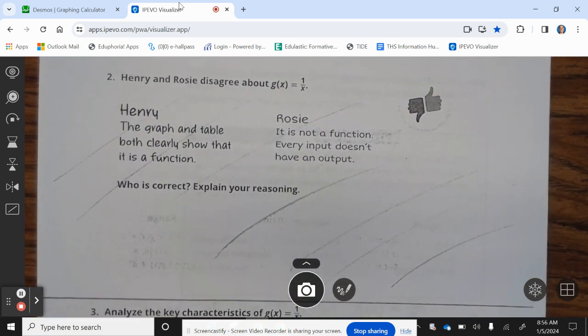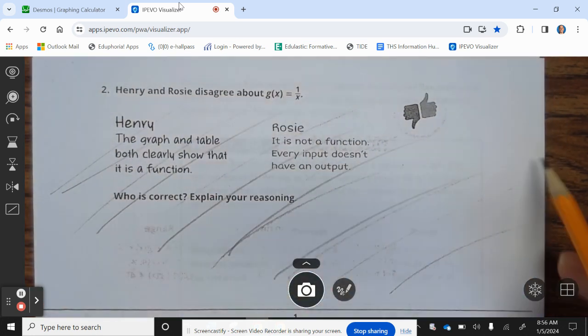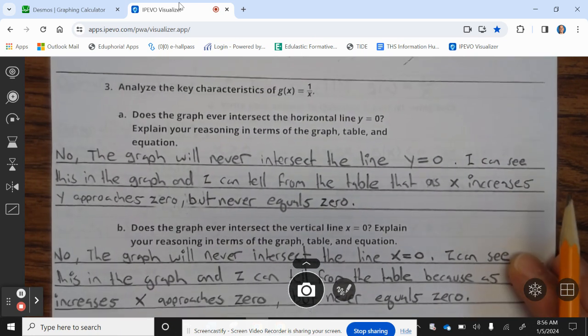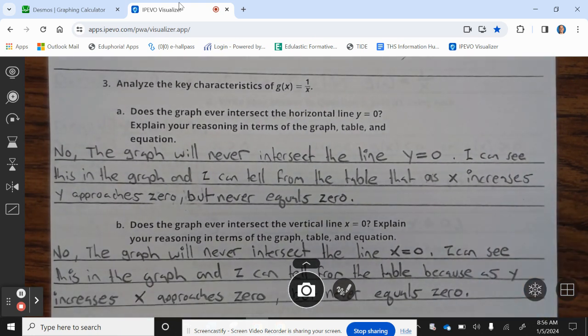All right, go ahead and mark off this section. 3. Analyze the key characteristics of g of x equals 1 divided by x. Does the graph ever intersect the horizontal line y equals 0? Explain your reasoning in terms of the graph, table, and equation. No, the graph will never intersect the line y equals 0. I can see this in the graph, and I can tell from the table that as x increases, y approaches 0, but never equals 0.